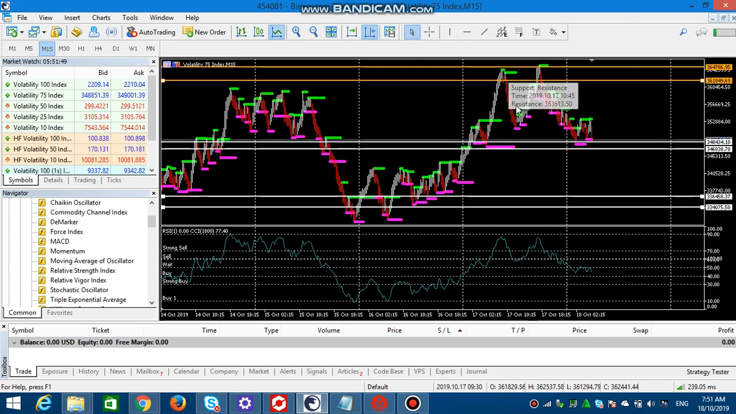So from resistance, we look for the M pattern. From support, we look for what? W pattern. So I'm going to do another video to show you the risk management.